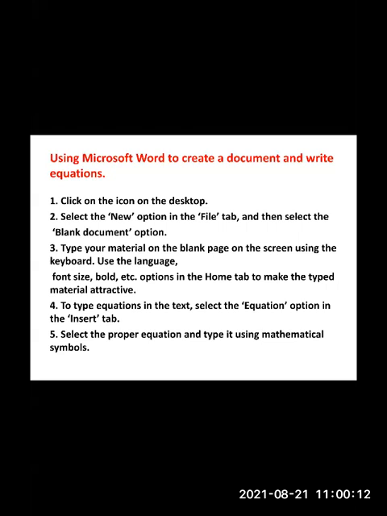Okay, then select the new option in the file tab. There's a tab called file. In that you have to click and select what? New option. And then select the blank document option. Okay. Step number 3, type your material on the blank page on the screen. Immediately what you will see, a blank document is there. So you can start typing.